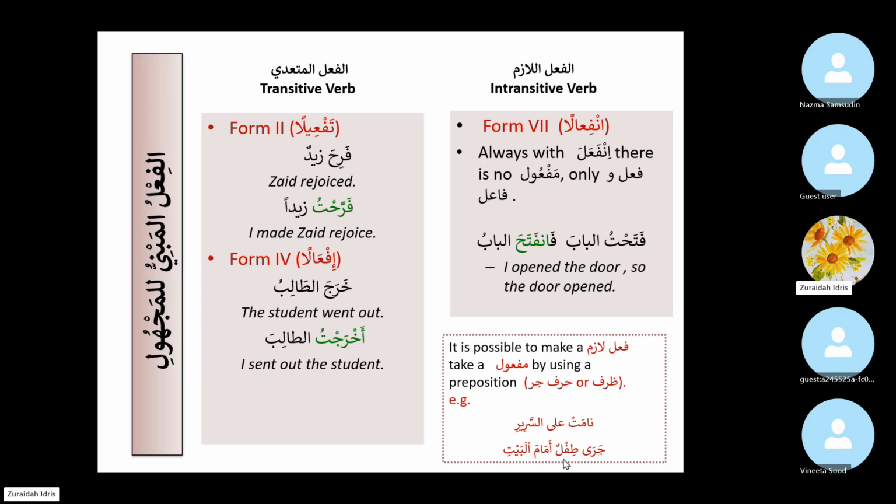We're talking about a small boy, tiflun. And this tiflun jara. He's running. And then you want to give a maf'ul or a detail to this sentence. So we then say, amamal bayt. So a small boy was running in front of the house. This is another way you can make something intransitive, like he is running. That is an intransitive verb, because he is running is a complete sentence, but now you're saying he is running in front of the house. So that's another way of making a lazim take on a maf'ul.